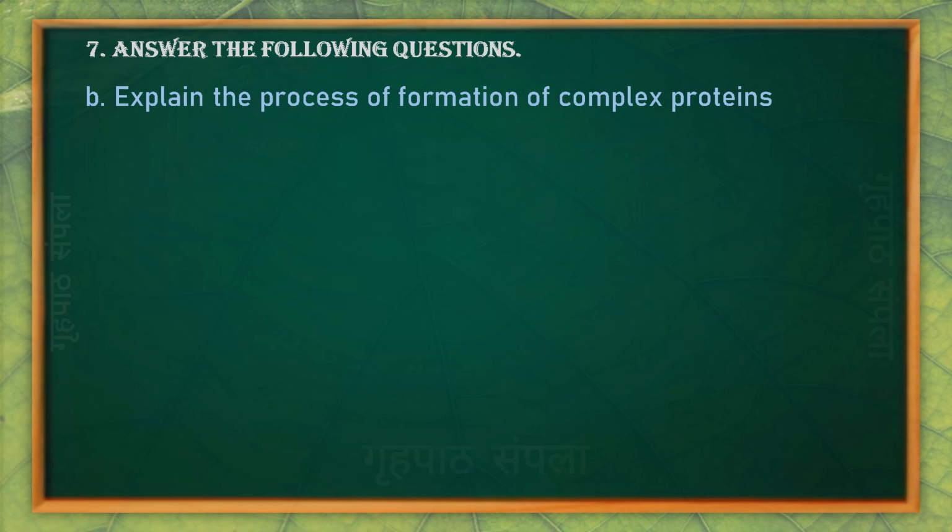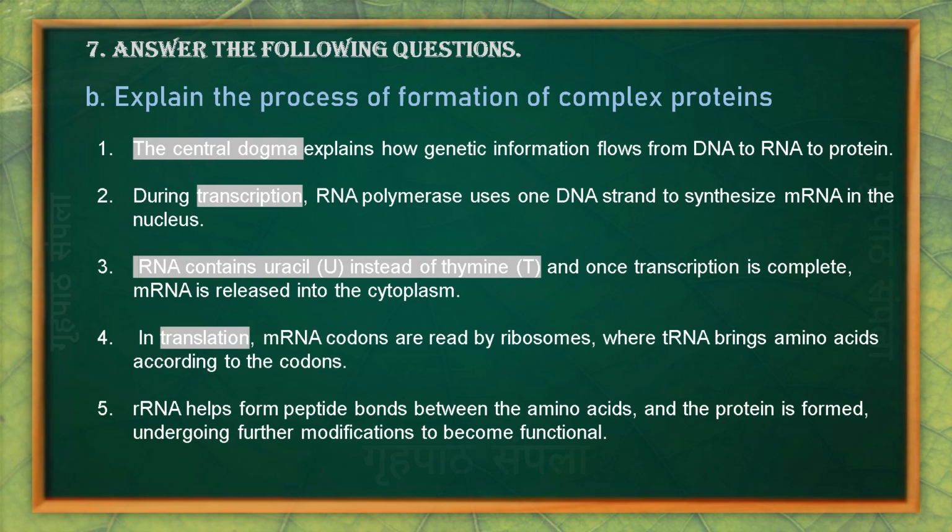B. Explain the process of formation of complex proteins. Answer. 1. The central dogma explains how genetic information flows from DNA to RNA to protein. 2. RNA polymerase uses one DNA strand to synthesize mRNA.